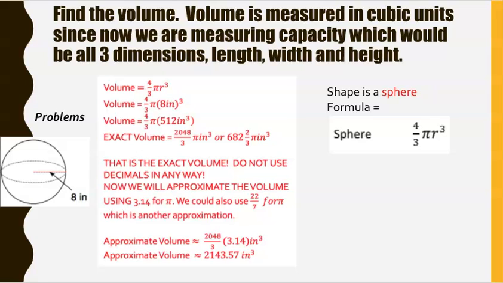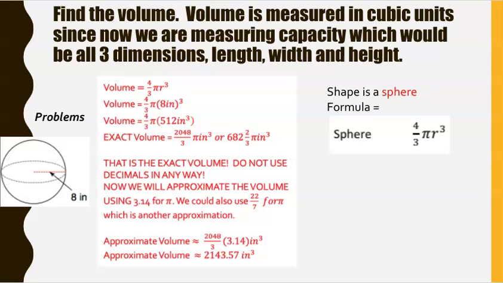So if we take 4/3 pi, and then our radius in this case is 8 inches, and we put that into the formula, then we cube it. So notice that I left it as a fraction, 2048 over 3 pi inches cubed, or I could say 682 2/3 pi inches cubed. Notice I used the exact volume for all of that. I didn't even put a decimal there, so we would make sure we had the exact answer.